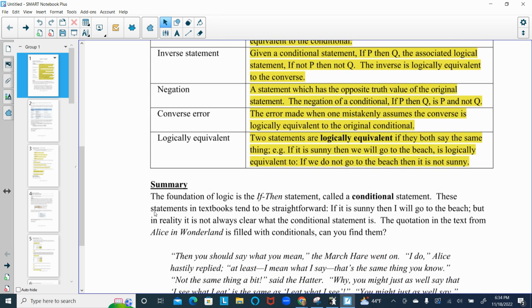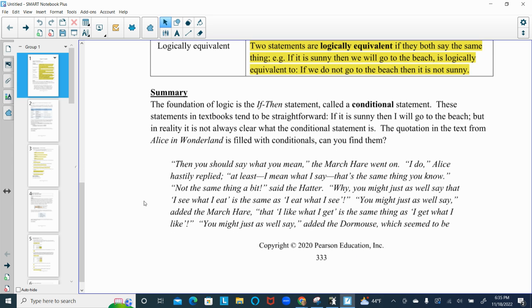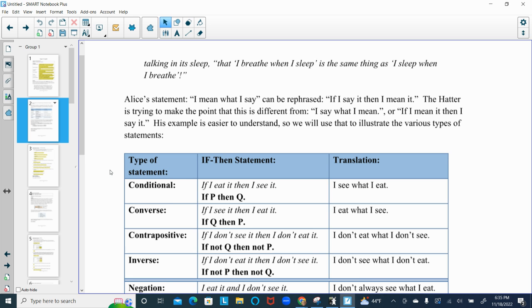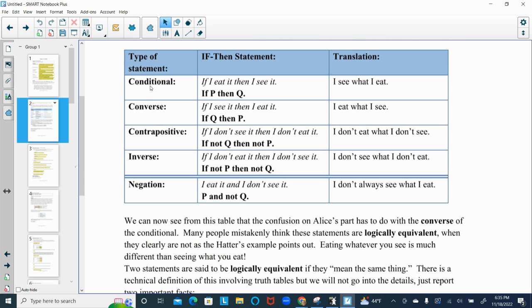Let's see here. A little bit of backstory. If you want to pause the video and read that, you can. But let's go over here and take a look at an example. So let's say that we have a conditional that says, if I eat it, then I see it. So basically that's saying I can see what I eat.